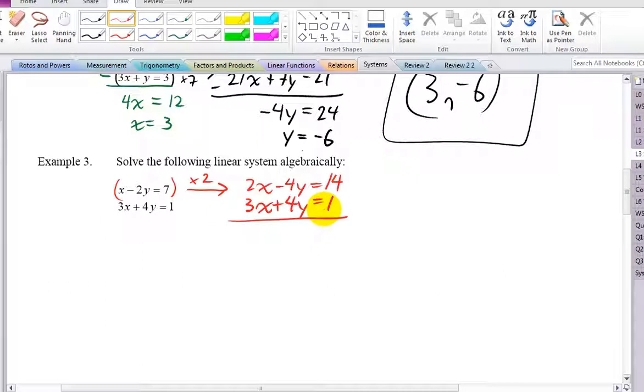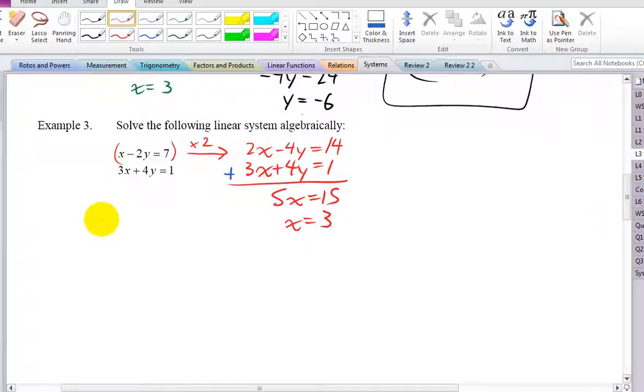And I think Rachel said add. Is that correct? Is she right? Yeah, because the signs are different, so you want to add. Okay. Good. Go ahead, do that. x equals 3. Are you guys getting that too? Perfect.